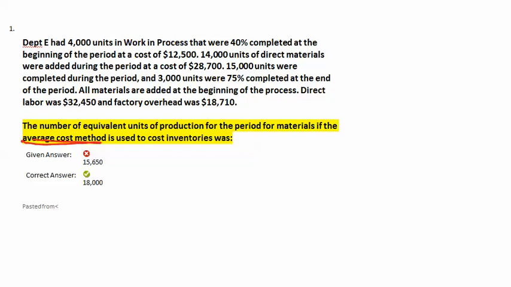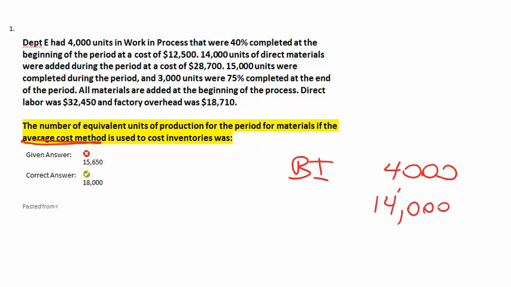So I have my beginning inventory of 4,000 units. Okay? And then it says completed the period at cost of $12,500. 14,000 units of the direct materials were added during the period. So we're going to add 14,000 more. That's going to be added.